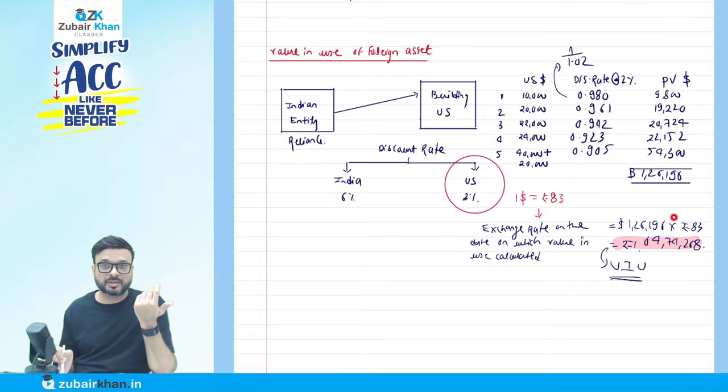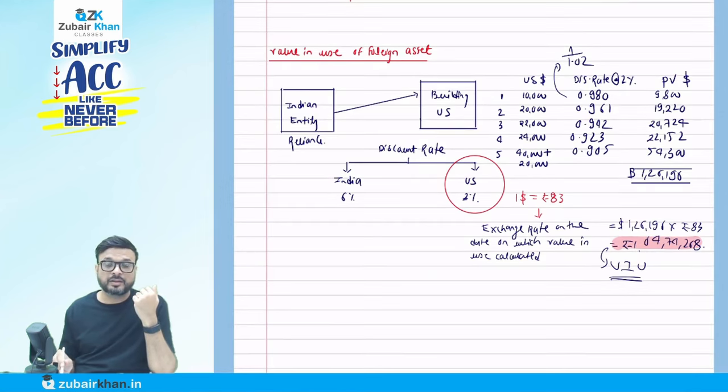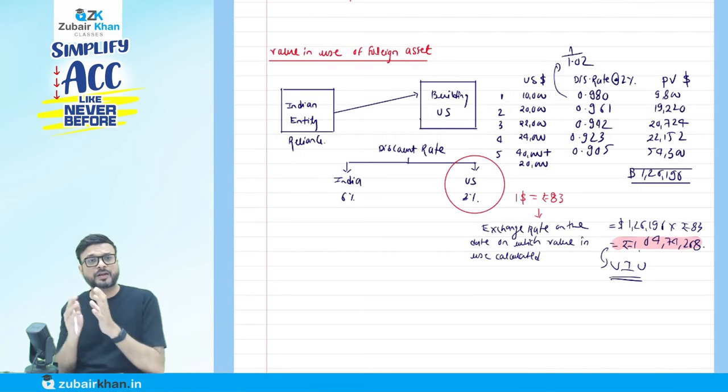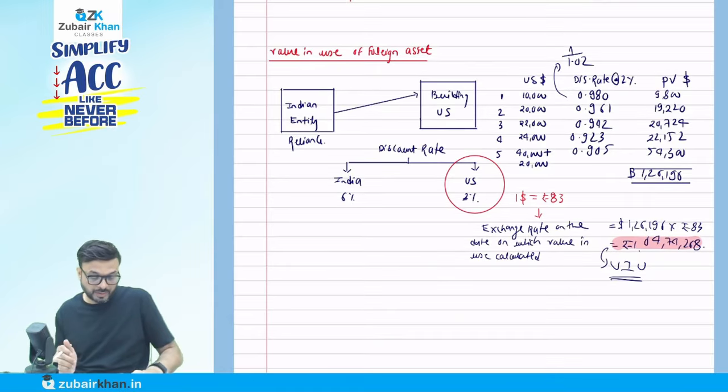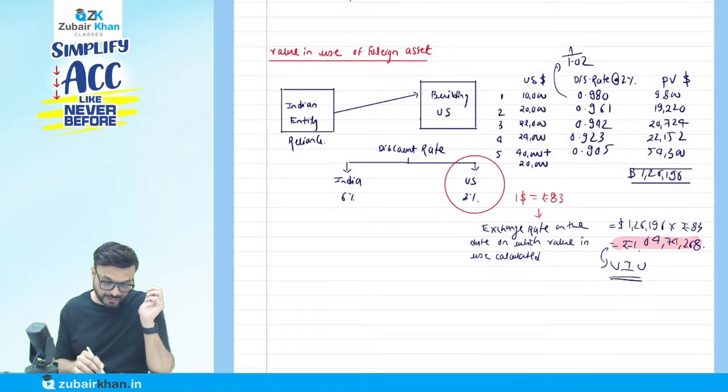Now suppose the exchange rate on the date of the balance sheet is 83. So we multiply by 83. This is the value in use. So what they are saying is: calculate the present value in foreign currency using the foreign currency discounting rate, and then convert into Indian currency as per Accounting Standard 11.